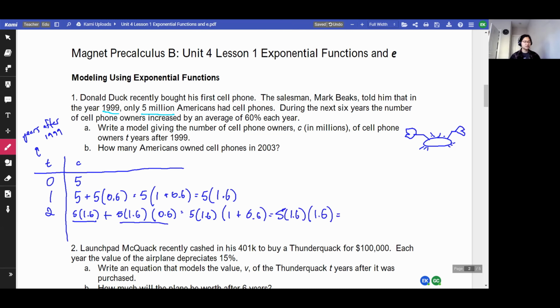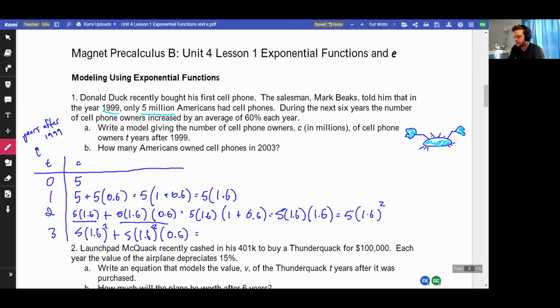Can we simplify that? I think so. That's the definition of exponentiation. It's almost as if we were graphing exponential functions a second ago on purpose. Wild. So these are exponential models. What happens 3 years after 1999? You take the previous year, year 2, so that's 5 times 1.6 squared. Then you add 5 times 1.6 squared, which is the previous year, times 0.6, which is 60% of the previous year's amount.